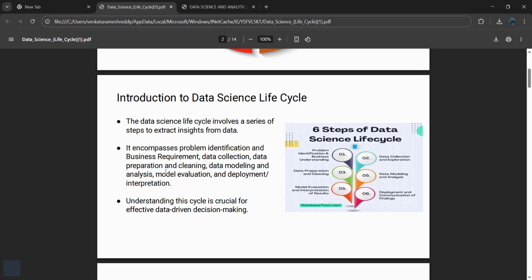Please have a look at the slide and just read it. You can understand the points.